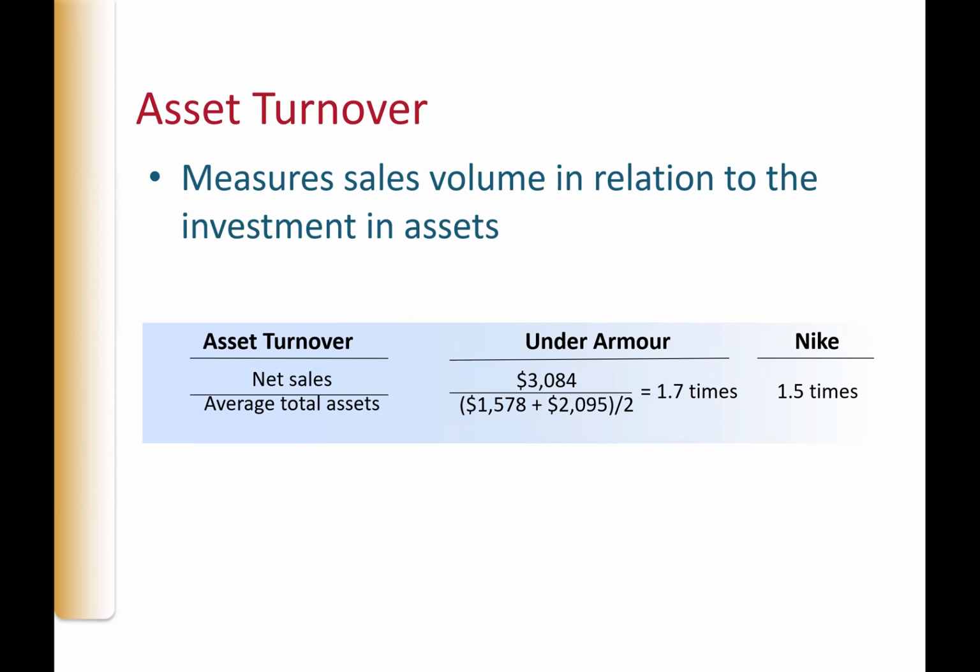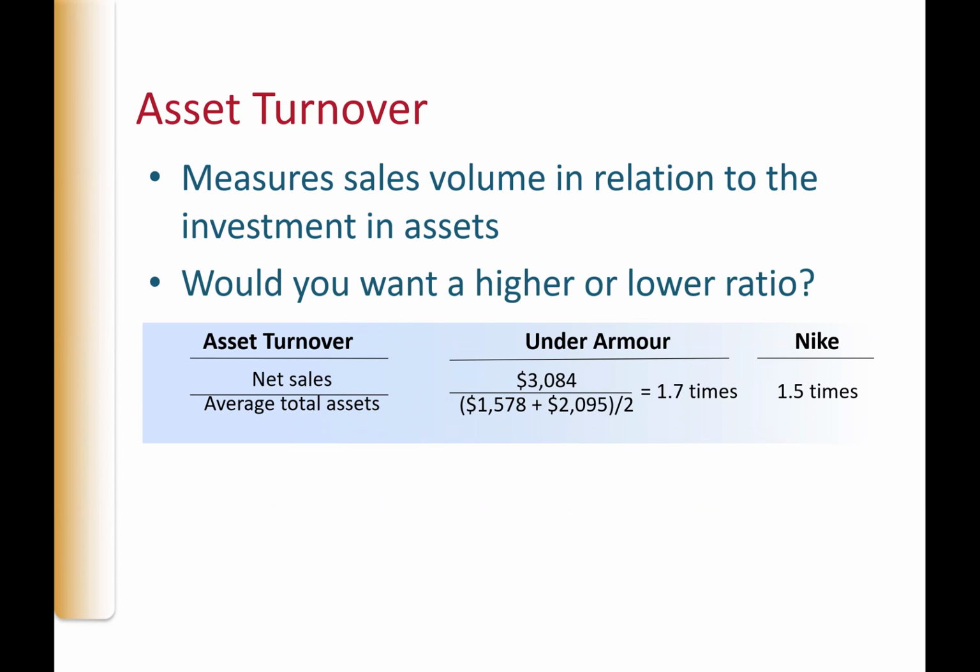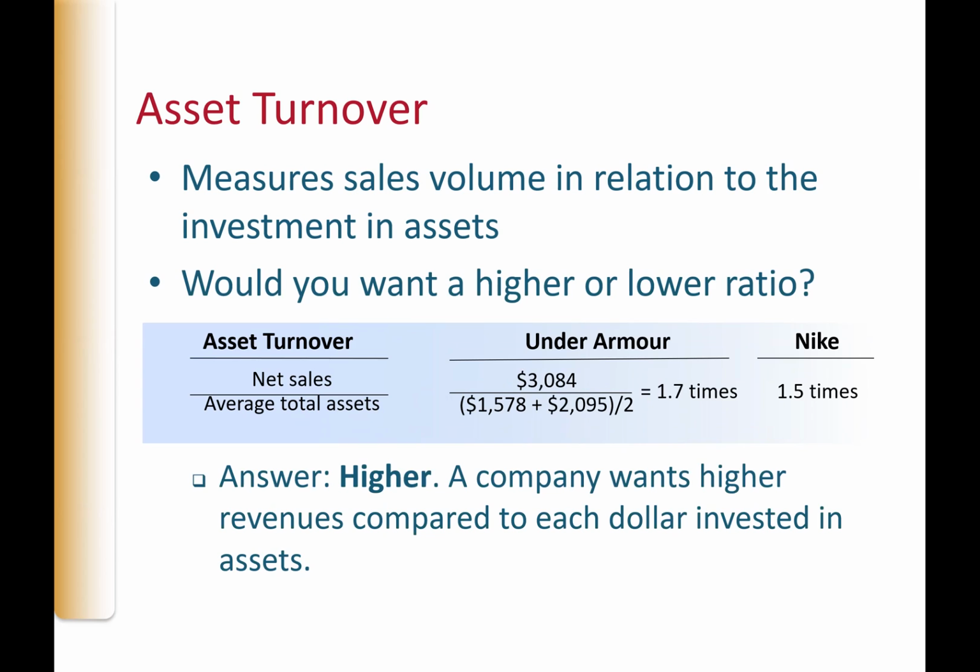Asset turnover measures the sales volume in relationship to our total assets. Here, Under Armour sitting at 1.7, Nike's at 1.5, pretty darn close. You'd want a higher ratio. A higher ratio means a company has more revenues compared to each dollar invested in their assets.